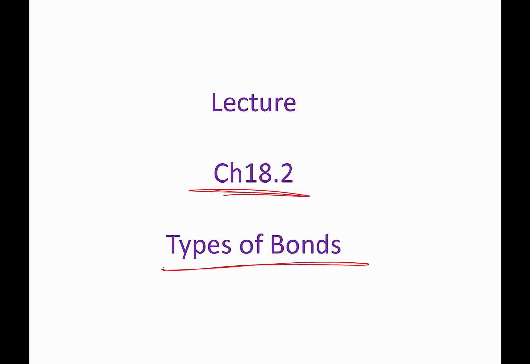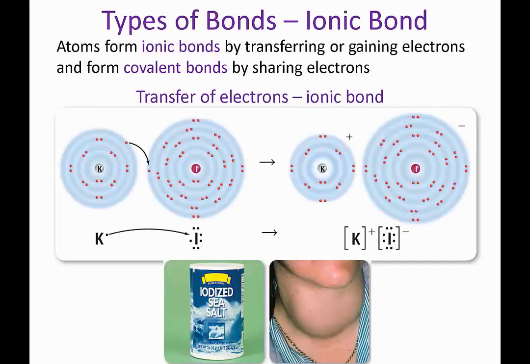Types of bonds. We continue with the same issue we started last time, the ionic bond and the molecular bond. We said the ionic bond occurs by transferring or gaining electrons between a metal and a non-metal. The metal loses an electron, and the non-metal accepts the electron. So the metal loses or donates the electron, and the non-metal gains or accepts the electrons.